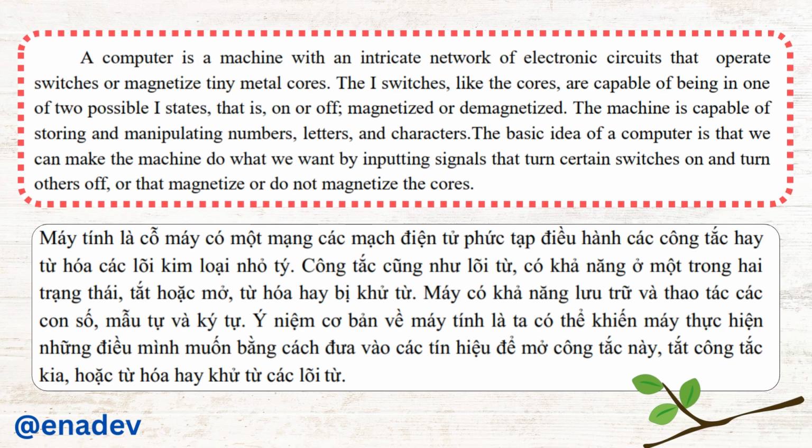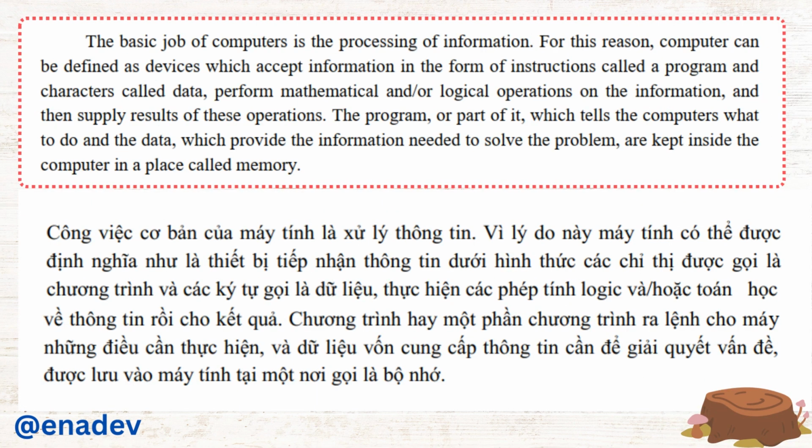The basic idea of a computer is that we can make the machine do what we want by inputting signals that turn certain switches on and turn others off, or that magnetize or do not magnetize the cores. The basic job of computers is the processing of information.